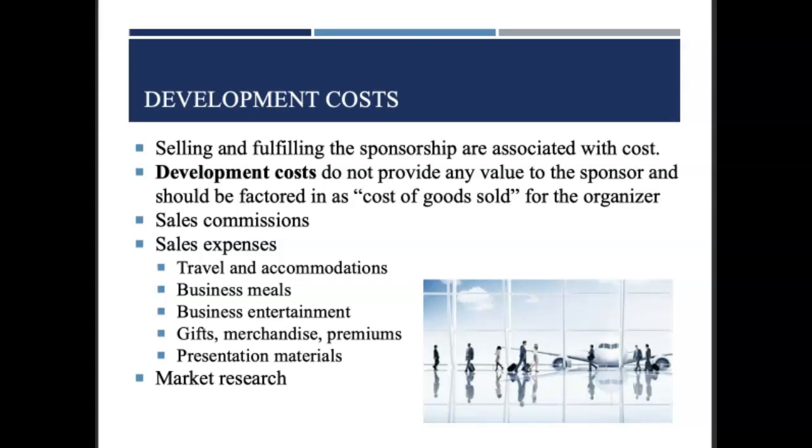Second type of cost is called sales expenses. Right? Sales expense that include like travel, accommodation, business meal, business entertainments, gift, merchandise, premiums, and presentation material. So when we decided to present this opportunity to some of the potential sponsors, we will have to go and present this opportunity to them. So there are a lot of different things we can do. We can travel to their destination, or we can invite them to our events.